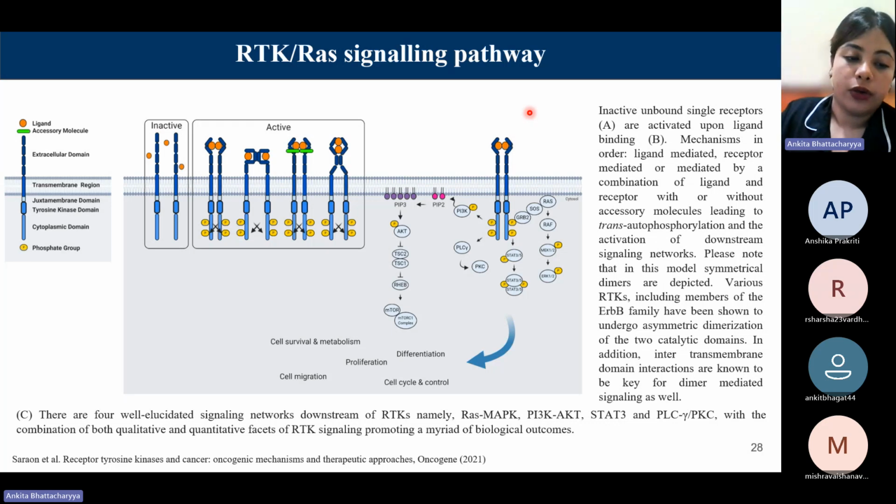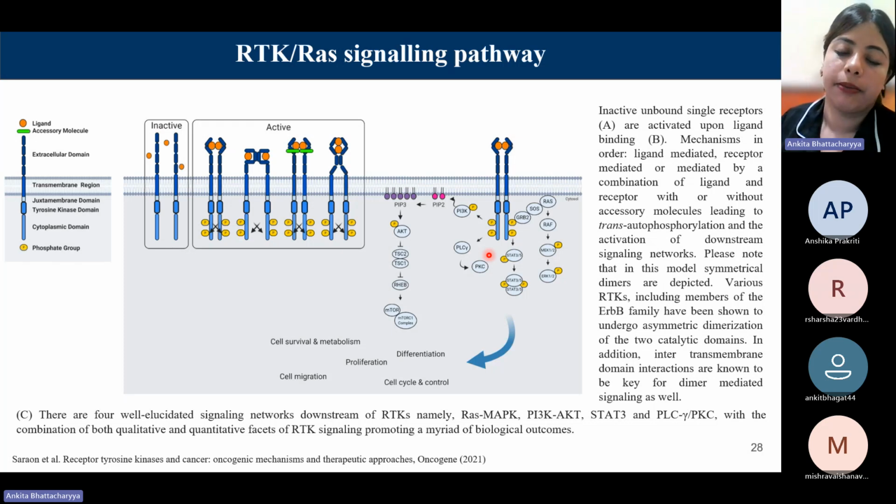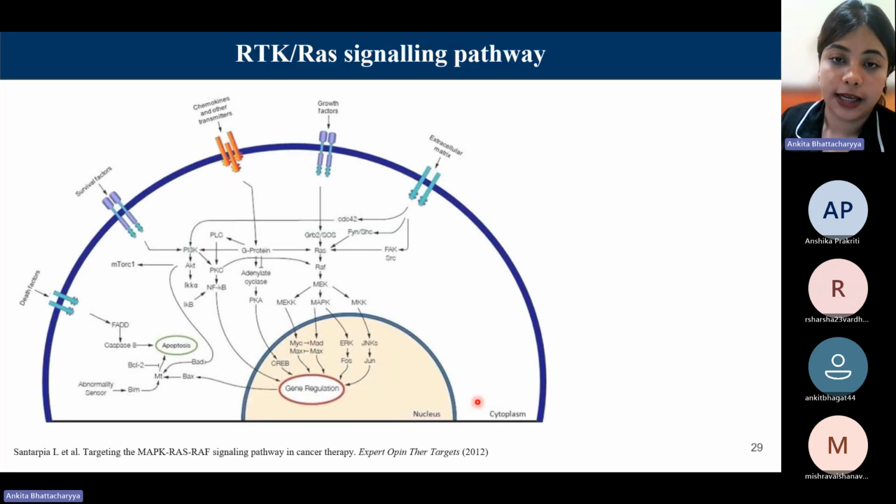Now, there are four well-elucidated signaling networks, like I just mentioned. One is the RAS, MAP kinase pathway. You have the PI3K AKT pathway. You have the STAT3 mediated pathway and the PLC gamma protein kinase C pathway, all of which are responsible for regulating a myriad of biological outcomes, the outcomes being all of these. So this is what happens in a normal cell.